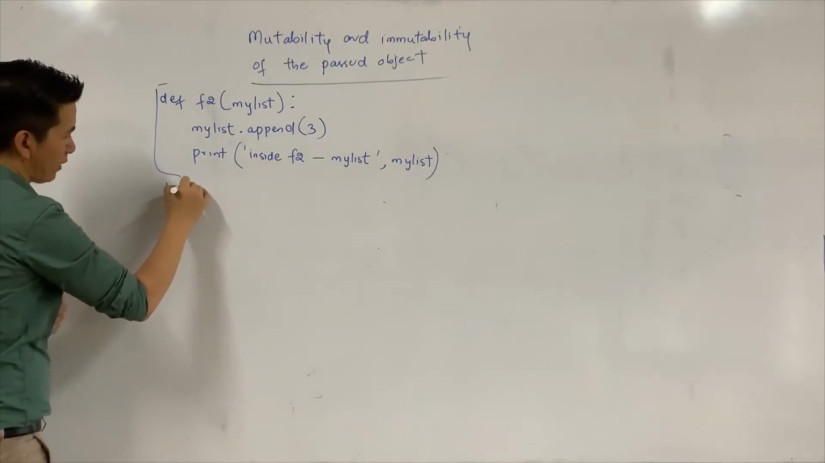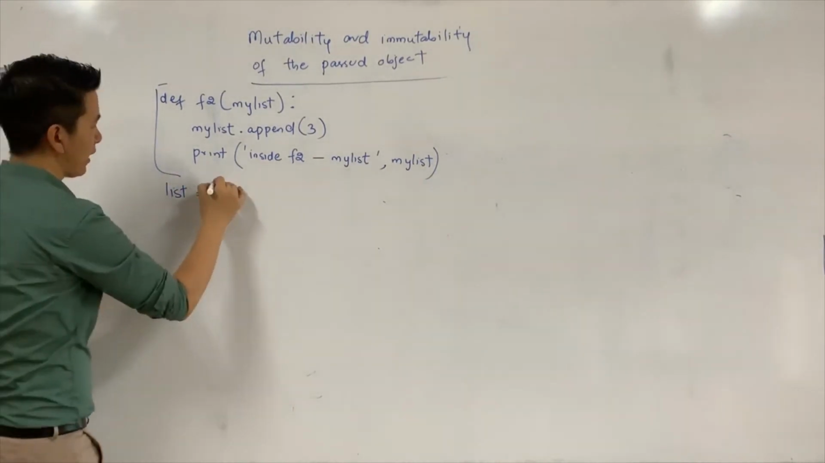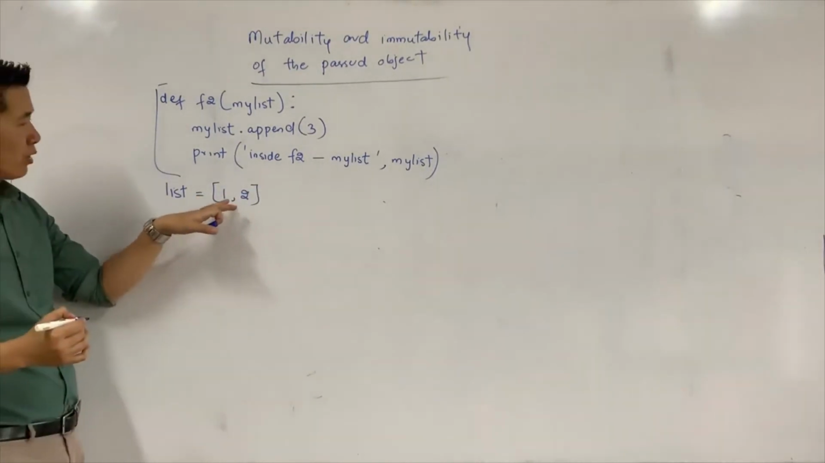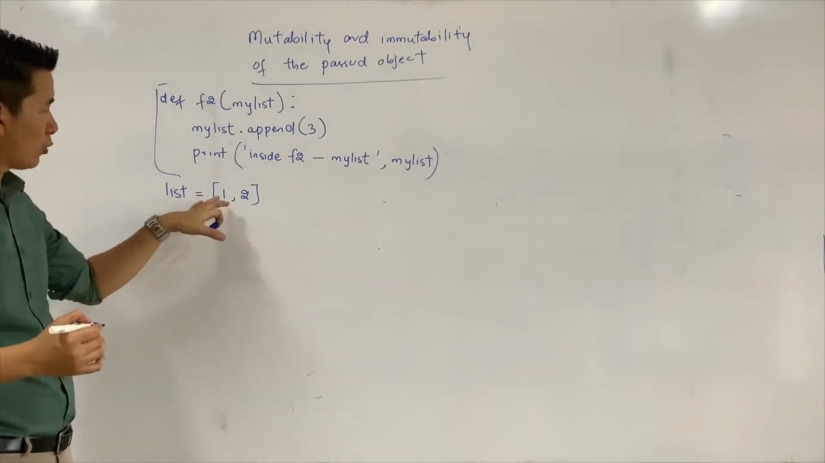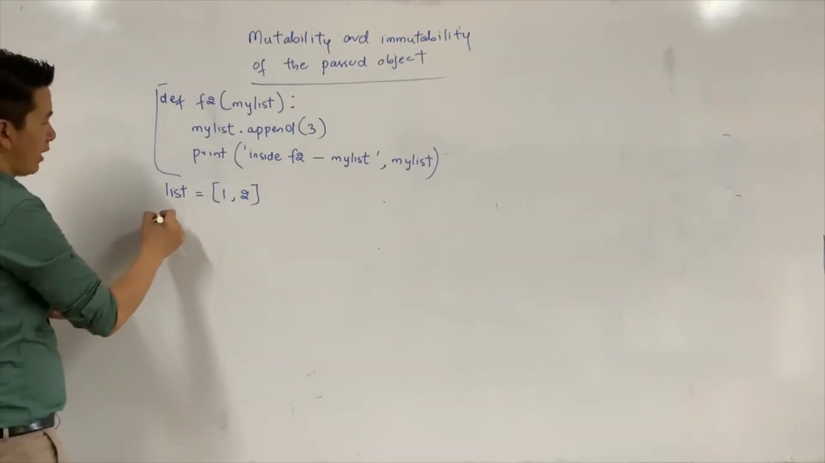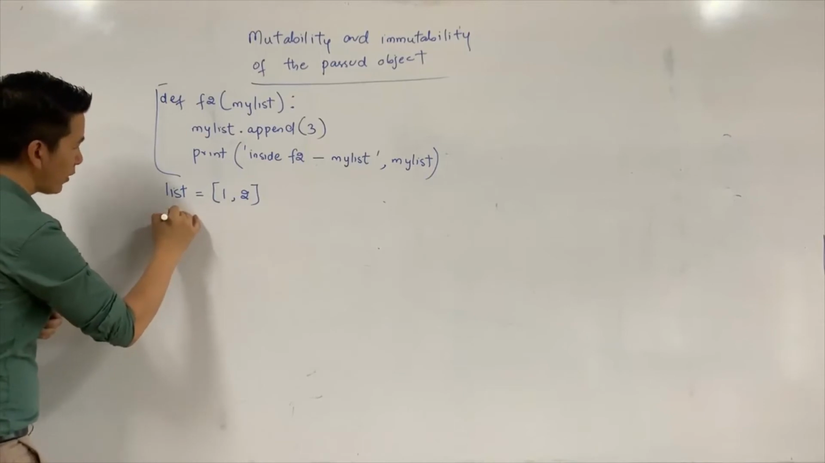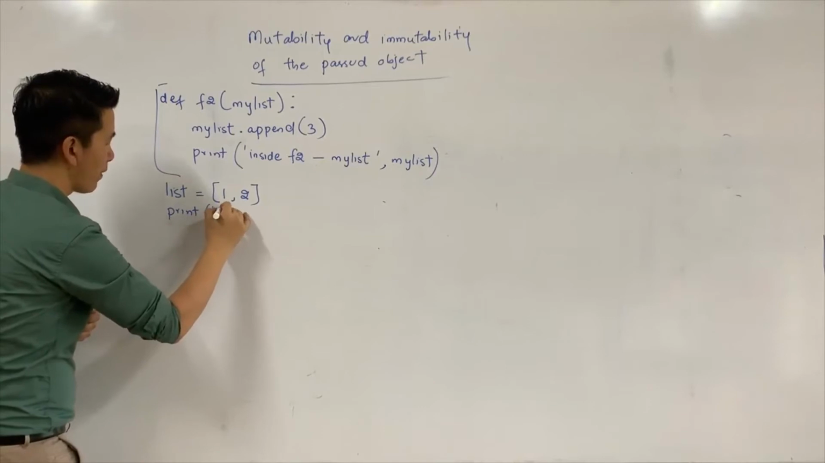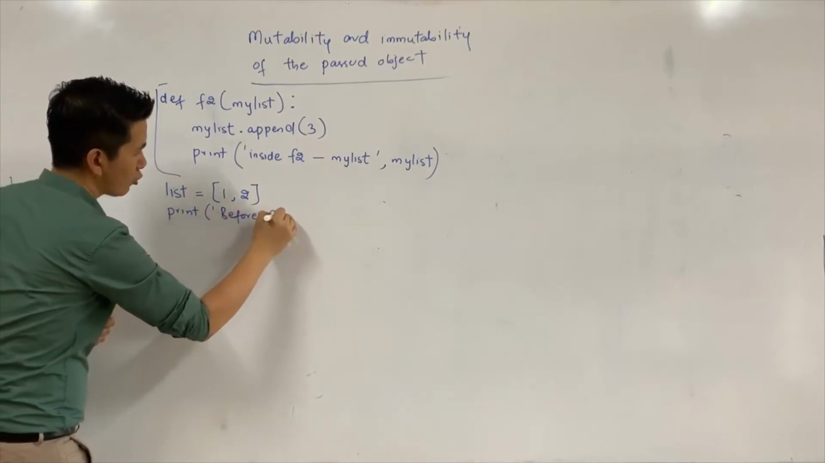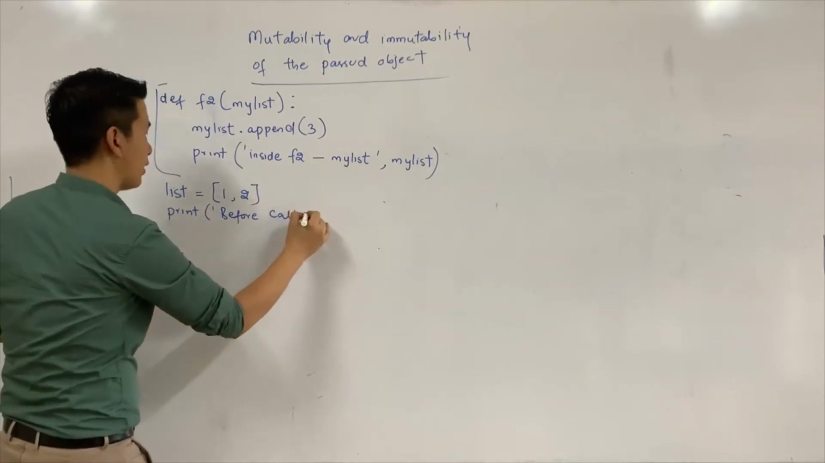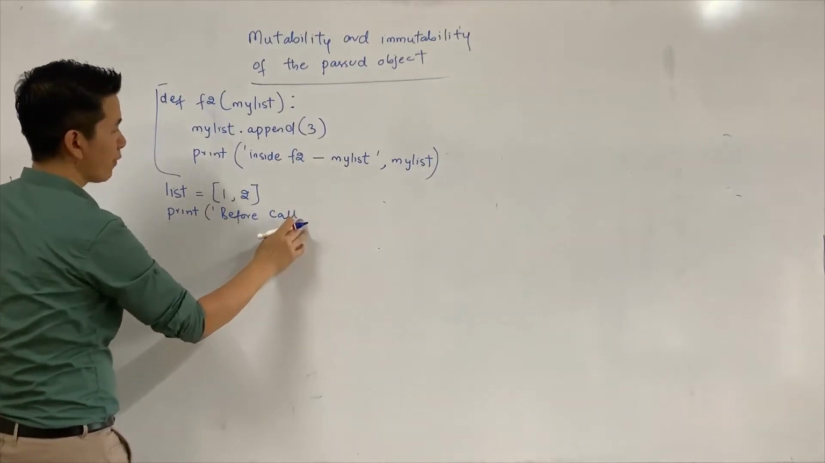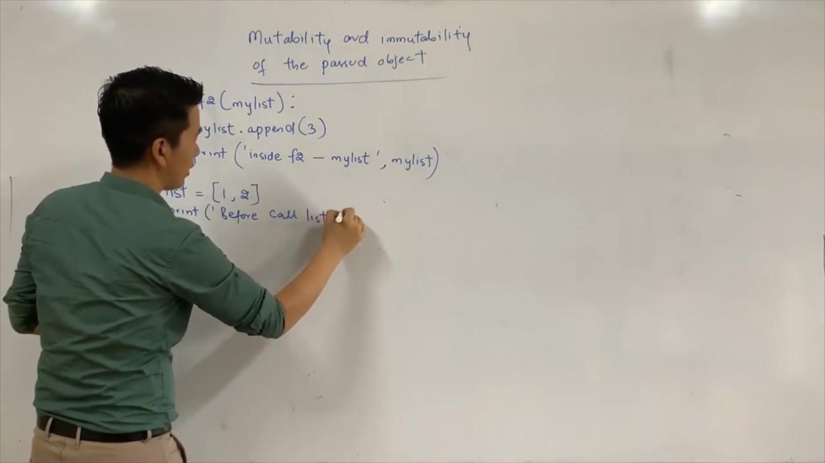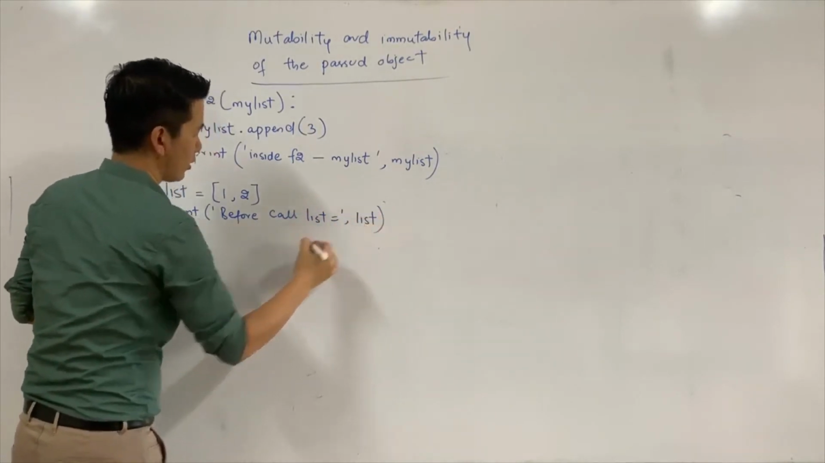Let's say I have list is equal to 1, comma, 2. So you have two individual elements in the list, right? And then let's print, before the function call, I just write "before call, list is equal to list".